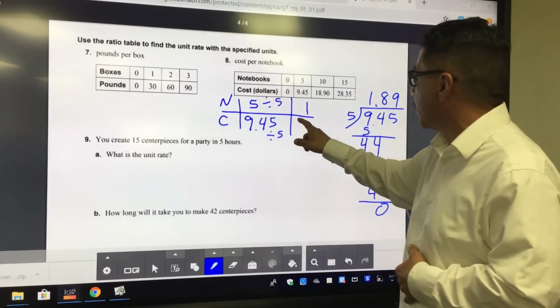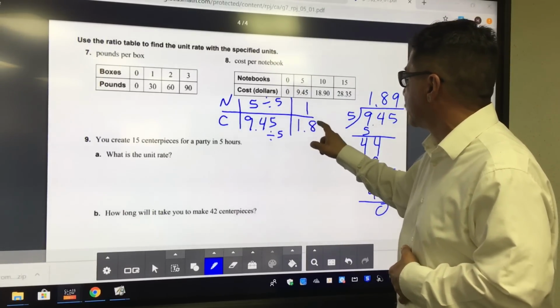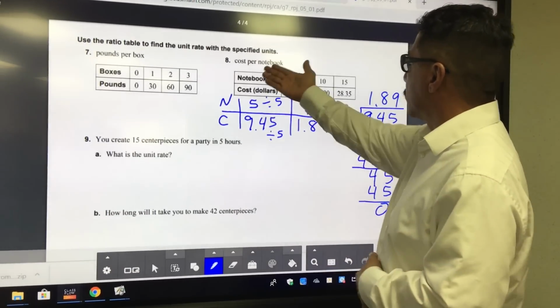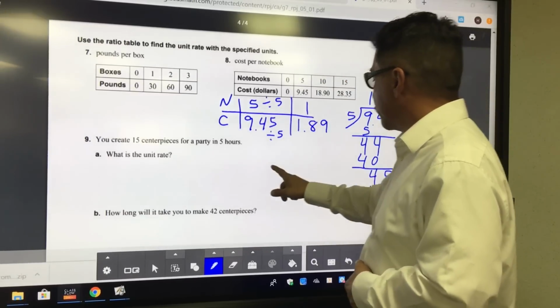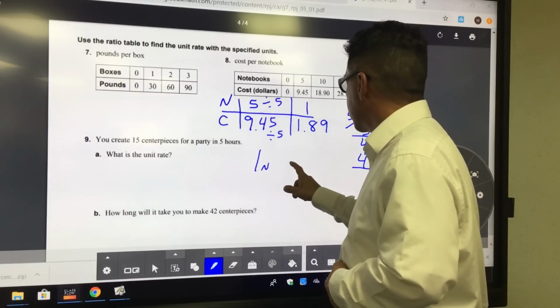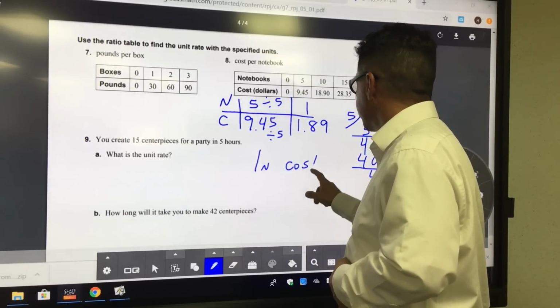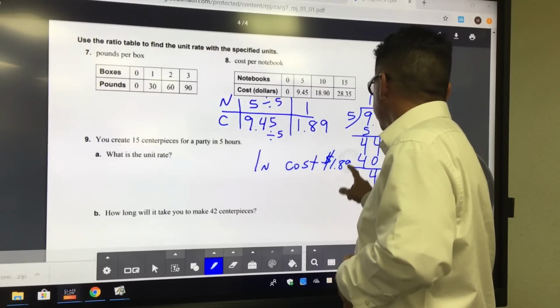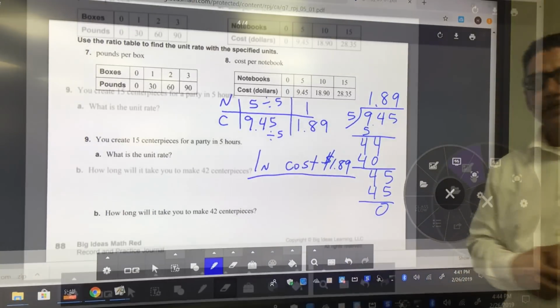So therefore, one notebook costs $1.89. So what is the cost per notebook? One notebook costs $1.89. Right?